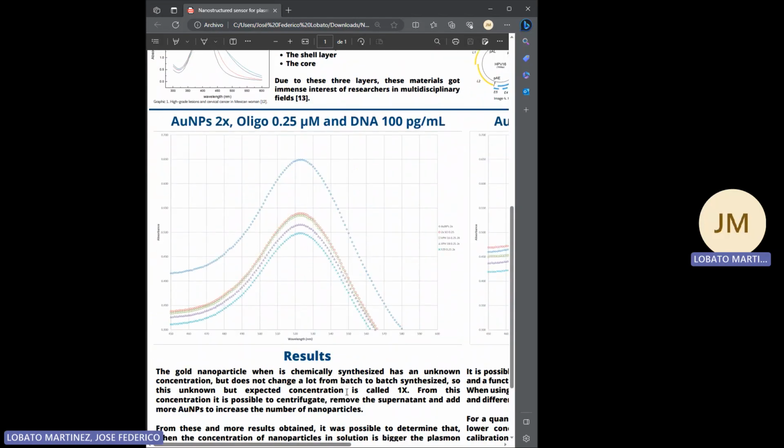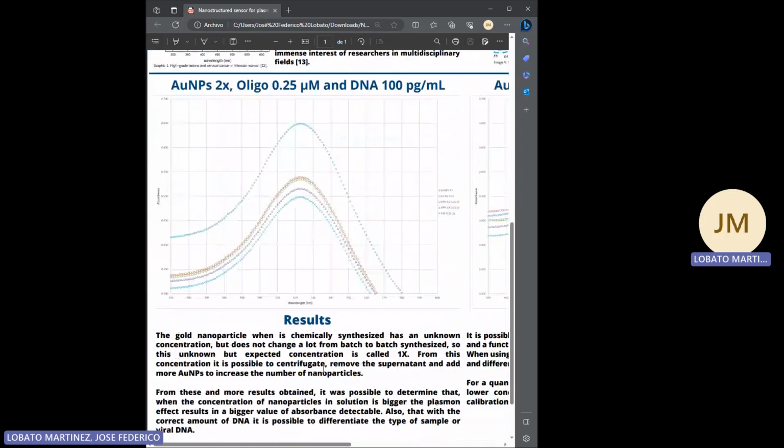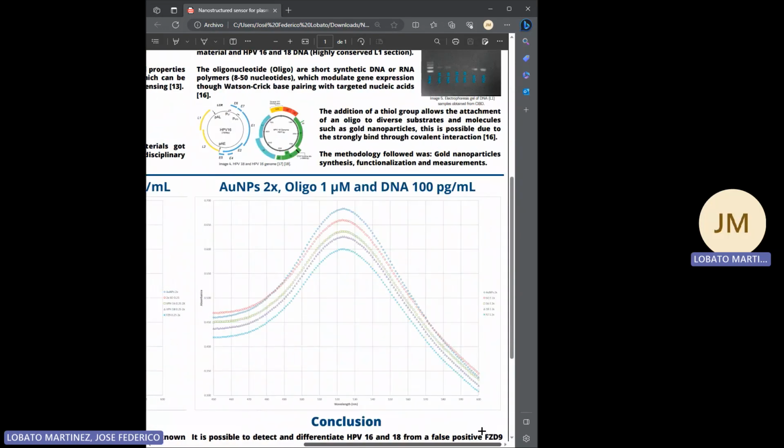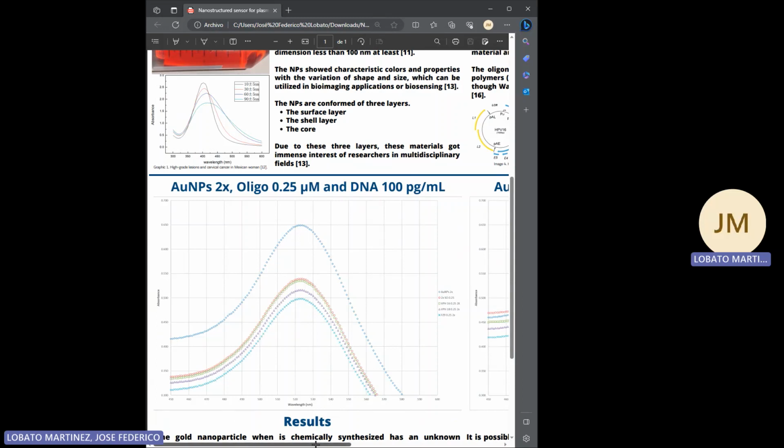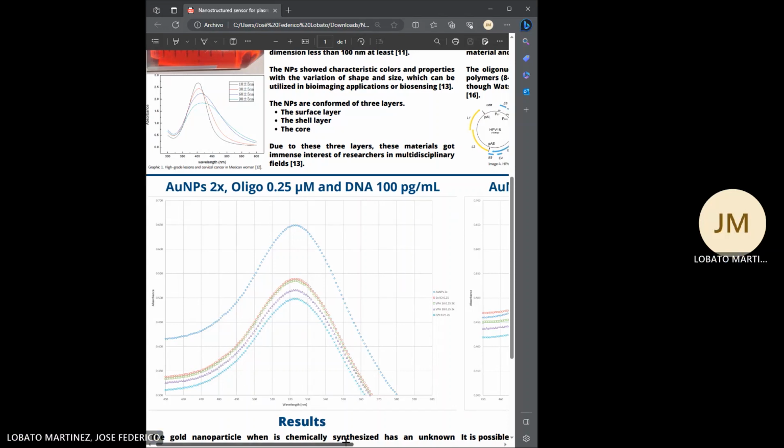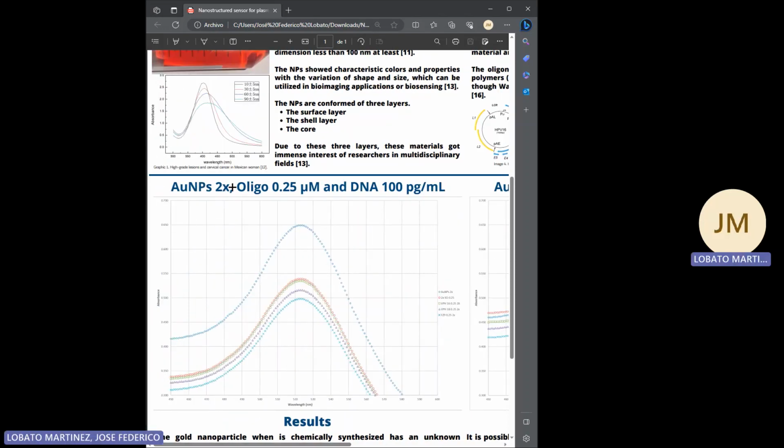We did a lot of measurements, but due to the size of the poster, we're only showing two graphics, and the graphics are shortened to make the results clearer. We actually measured in a spectrophotometer from 200 to 800 nanometers with steps of 1 nanometer, and we shortened this by showing here only from 450 to 600. And first we have the gold nanoparticles and the oligo and the DNA.